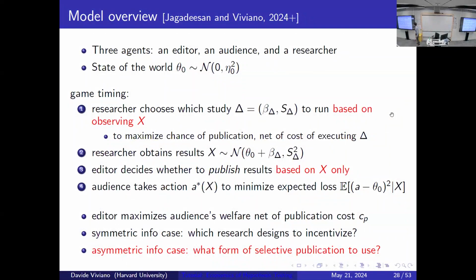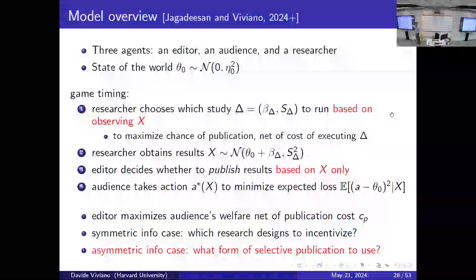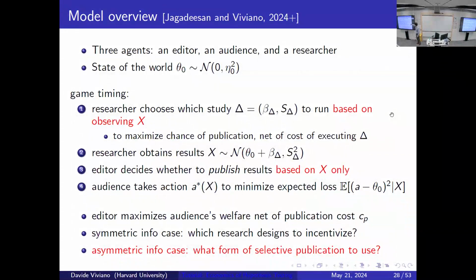And the second one is where there is asymmetric information. In this case, the editor does not observe the design itself, so does not observe delta, but the researcher is going to make a decision based on X as well. So this is going to be reacting. You can think about a framework where the researcher does observe the data from the observational study and then decides what to report. So there's going to be some selective reporting.